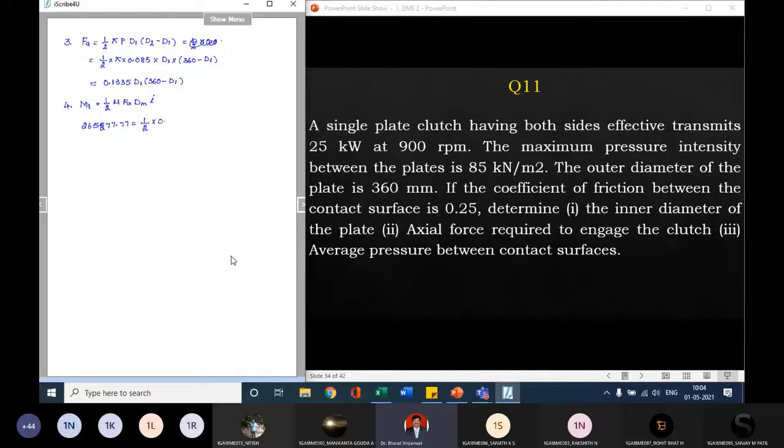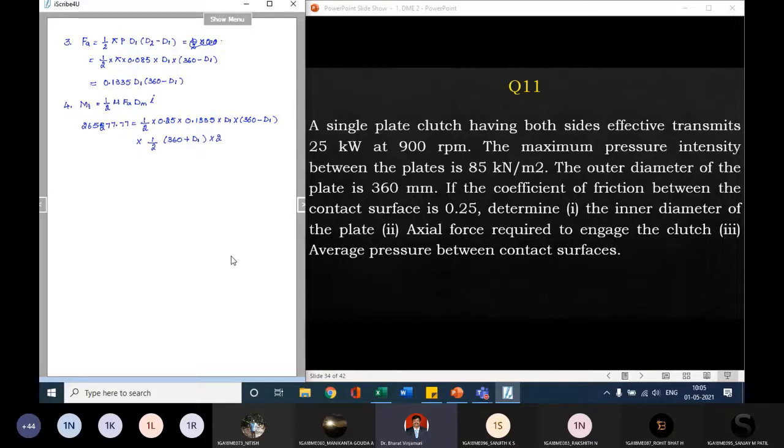Friction is 0.25 into FA, 0.1335 into D1 into 360 minus D1, multiplied by DM. So once again, what was the value of DM? Half (360 plus D1), multiplied by I is equal to 2.